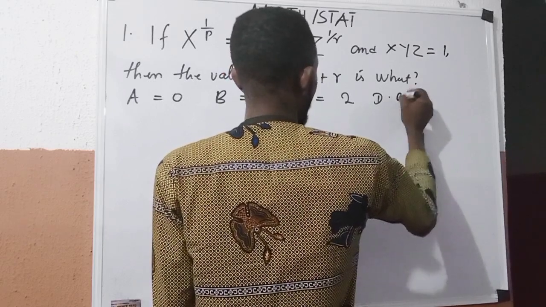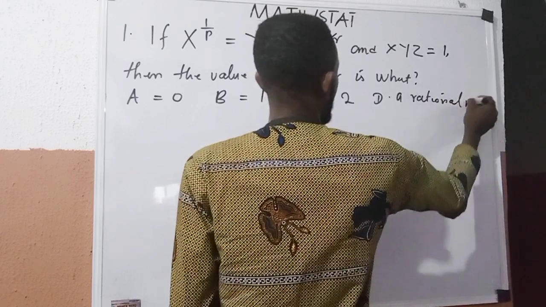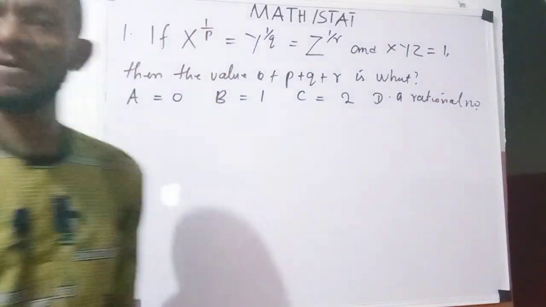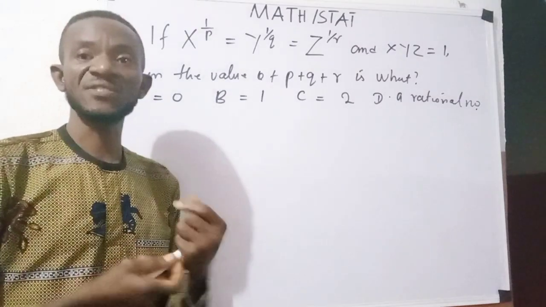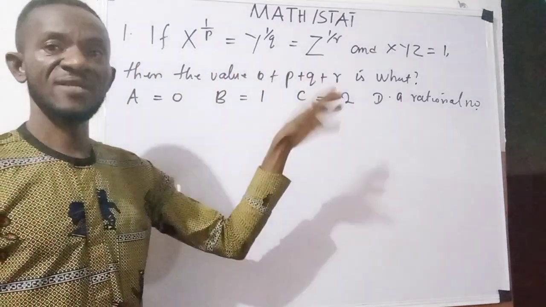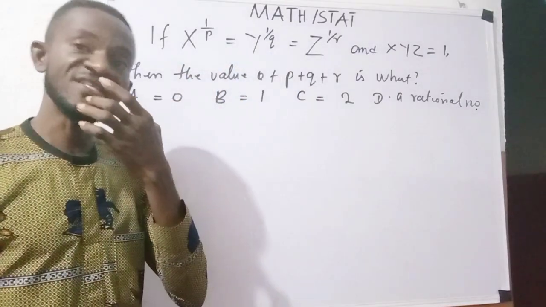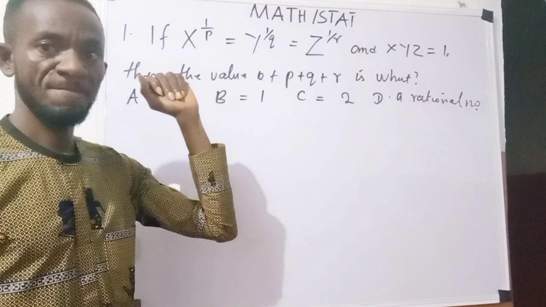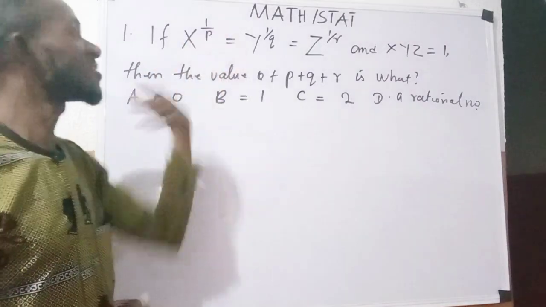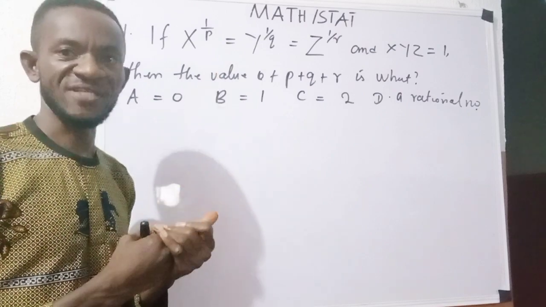A rational number. Permit me to write NO as a number. That is just the question. We are told that three quantities are the same thing, and these quantities appear in the form of indices with powers. However, here the base is a letter, and the power is also a letter. So we have to be careful as we go about this.